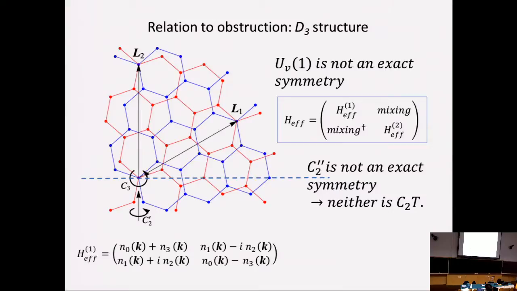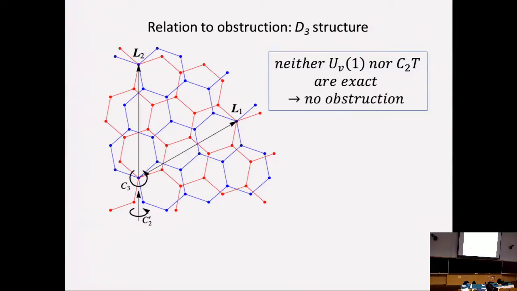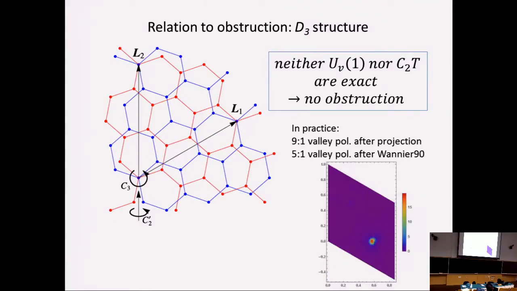And the second one is that because everything that we have is on a tight binding lattice, we do not have a valley symmetry that's exact, and that allows certain mixing terms which otherwise would be prohibited. So neither the valley symmetry nor this C2T are exact in this microscopic setup, and therefore there's no obstruction. Now, in practice, the valley polarization is actually pretty good. It's about 90% to 10%, but it's never perfect. So there is still a separation of scales that this gives you.